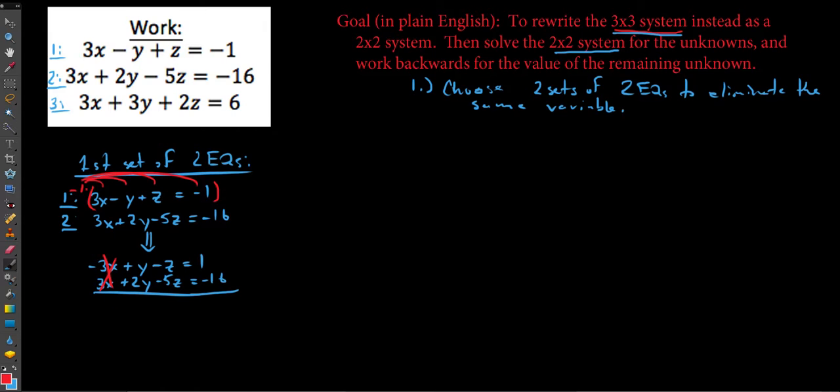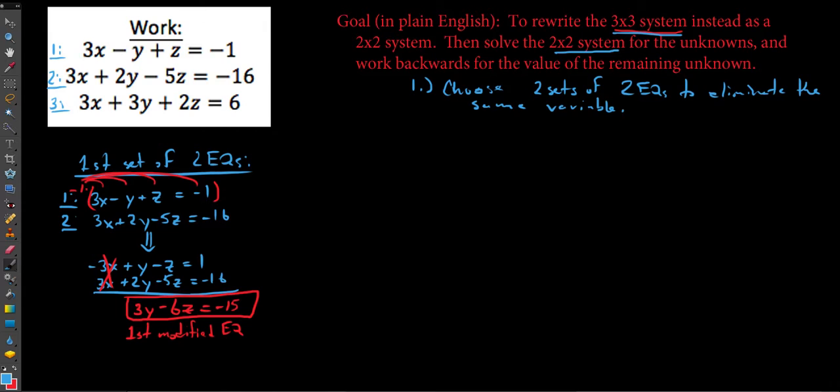The idea here was to eliminate our x terms. What you notice is we get left with a new equation that has just y and z. So specifically, y plus 2y is 3y, negative z minus 5z is -6z, and a positive 1 with our -16 here is going to give us a -15. So I'm going to box this, and we're going to give this a name. This is our first modified equation. Okay, groovy.